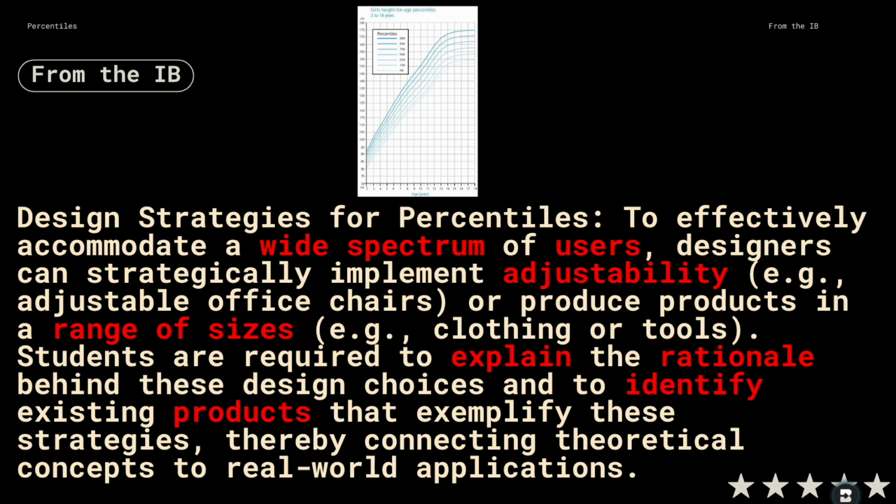A little more from the IB. To effectively accommodate a wide spectrum of users, designers can strategically implement adjustability or produce products in a range of sizes. Students are required to explain the rationale behind these design choices and to identify existing products that exemplify these strategies, thereby connecting theoretical concepts to real-world application. And I'll show you some examples of all of these in just a minute.